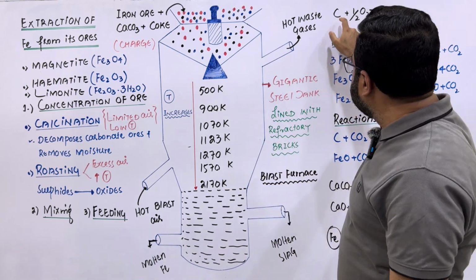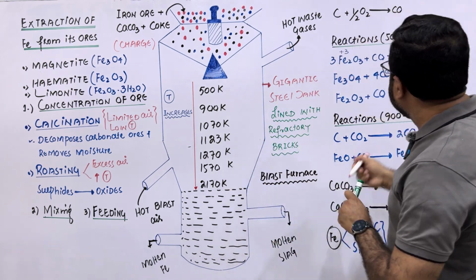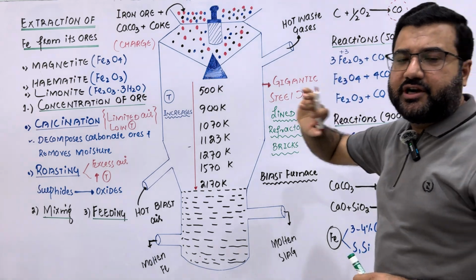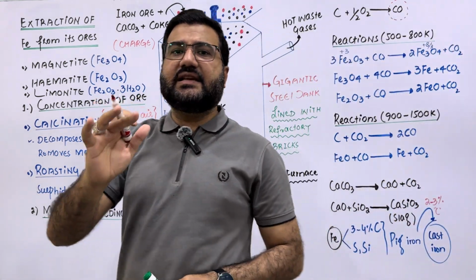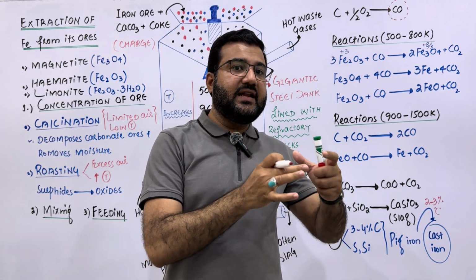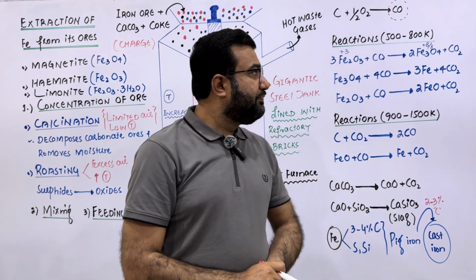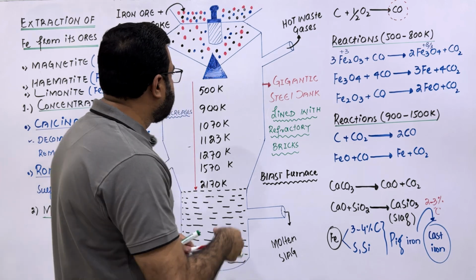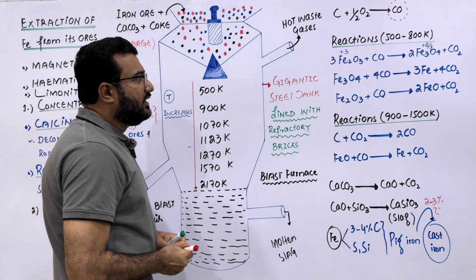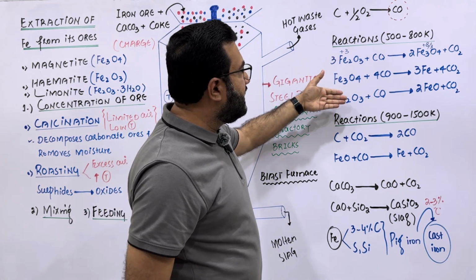And my dear students, burning of this coke will produce carbon monoxide. Carbon monoxide is a very powerful reducing agent because it is easily oxidized to carbon dioxide, so it will reduce any substance in contact with it. My dear students, in the upper portion of the furnace where the temperature is low, from 500 to 900 Kelvin, these three reactions are taking place.